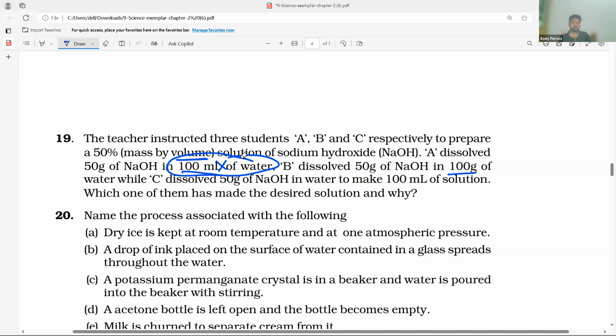Okay. Now C is correct because he has taken 50 grams of NaOH to make it 100 ml of solution. So C is correct. Okay. Very good. Proud of you. Next.